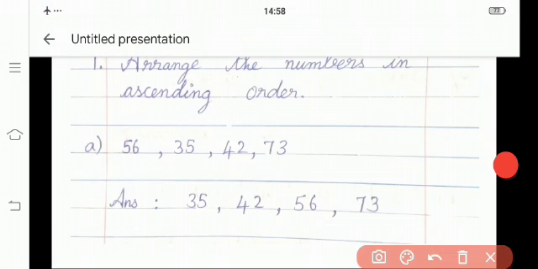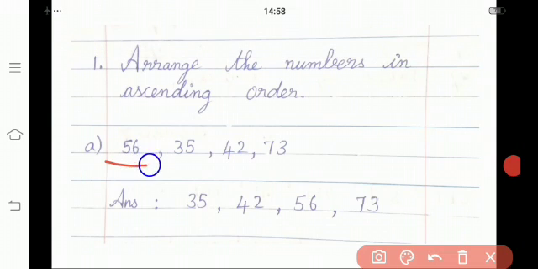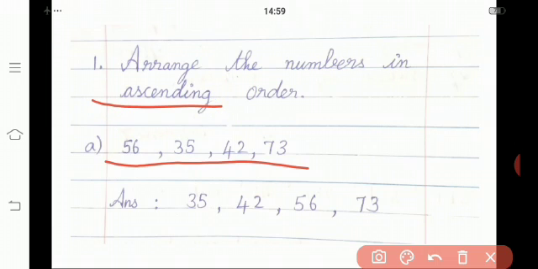We take an example of 56, 35, 42 and 73. What do we want to do? We have to arrange the numbers from the smallest number to the greatest number. This is what we just learnt: ascending order means we arrange the numbers from the smallest number to the greatest number.